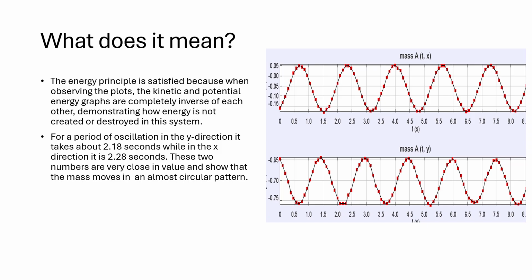And in terms of period of oscillations, for the y direction, based on the tracker graph that we have on the right, it would take about 2.18 seconds, while in the x direction it takes about 2.28 seconds. And from this, you could see that it takes a little bit longer to make a full oscillation in the x direction. But since the numbers are pretty similar, the motion is almost circular in a sense. So yeah.